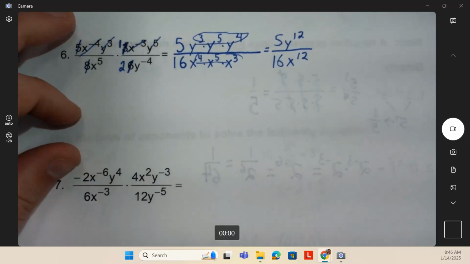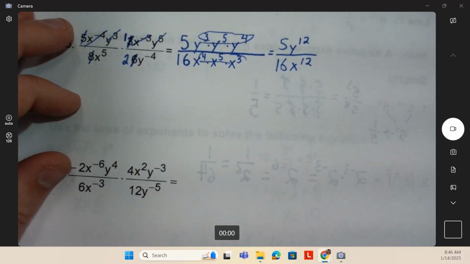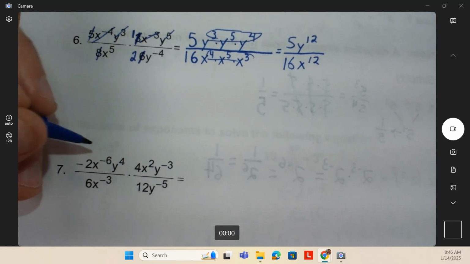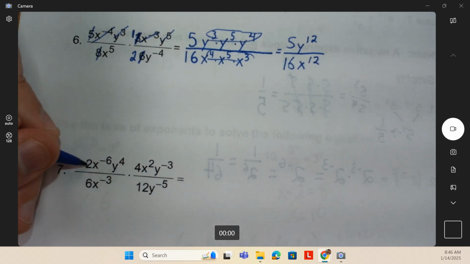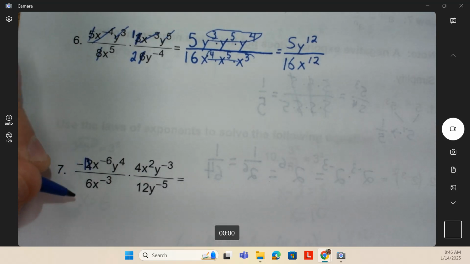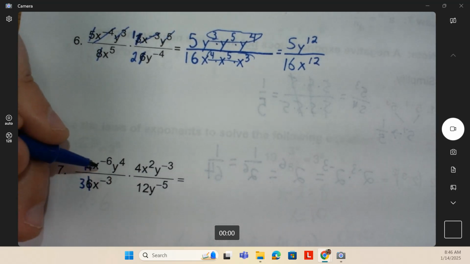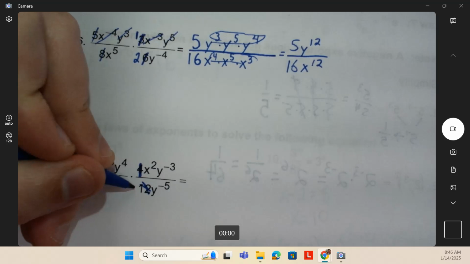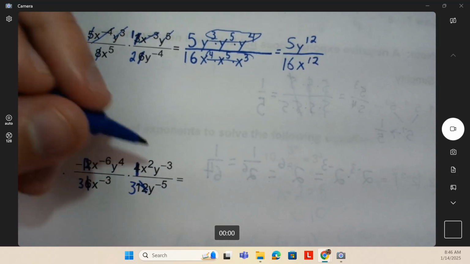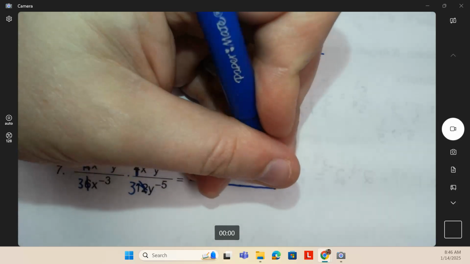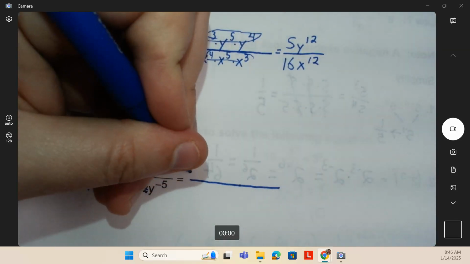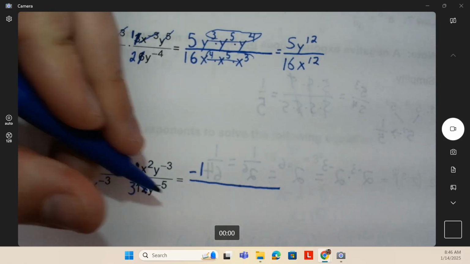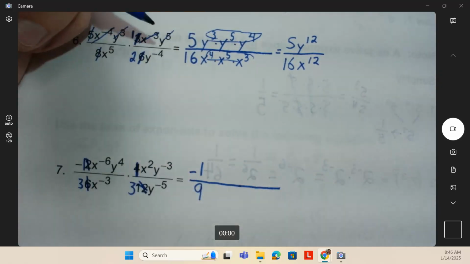Okay, looking at the next one. And do the same thing. I'll see if there's anything that can simplify. And looks like right away 2 and 6 can simplify to just a negative 1 and a 3. And 4 and 12 be 1 and 3 there. So my coefficients first, I have a negative 1, and 3 times 3 would be a positive 9.